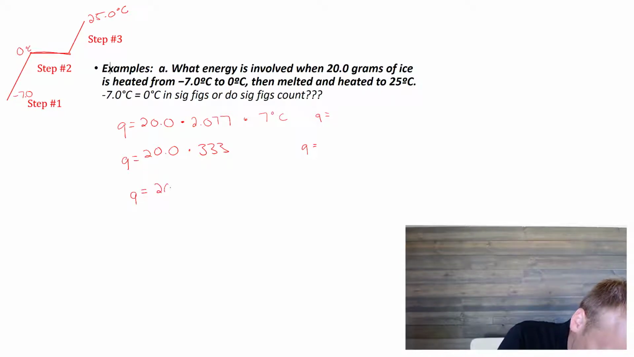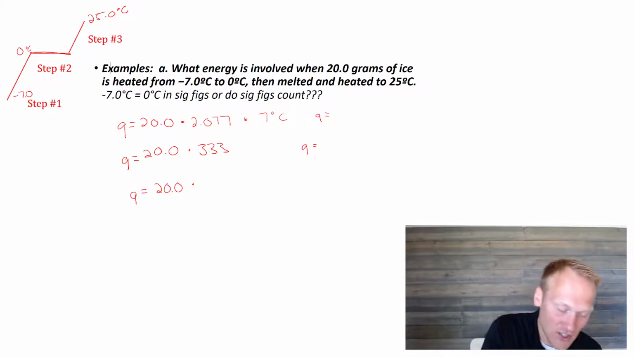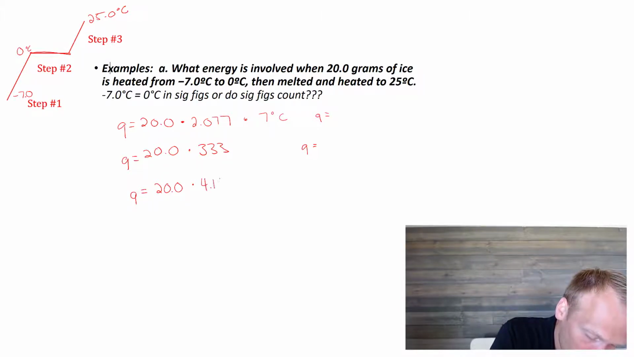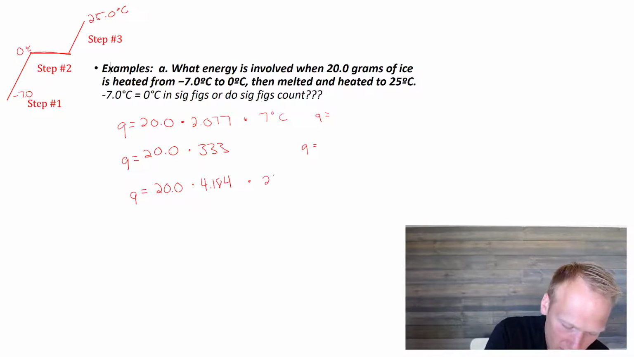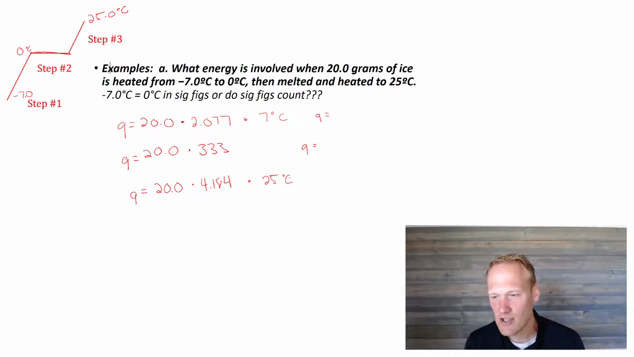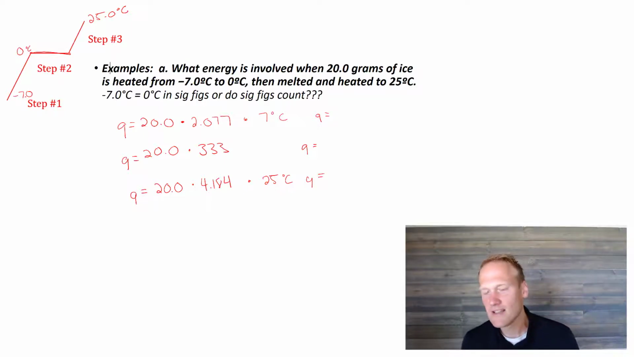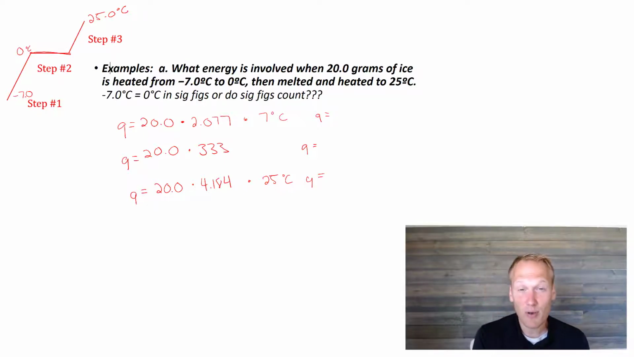So we still have 20 grams of substance, but now, key here, it's water. So the specific heat has changed to 4.184, and we've gone 25 degrees up from 0 to 25, so a positive 25 degree change. So you can see how these equations are the same thing, but you have to be really organized and pay attention to, okay, when's my phase change occurring?